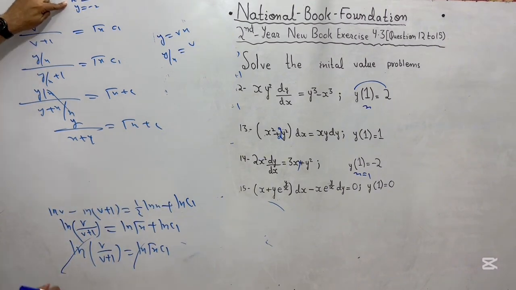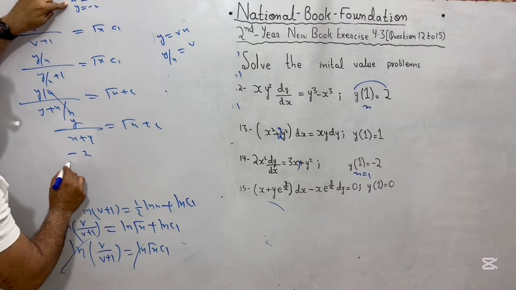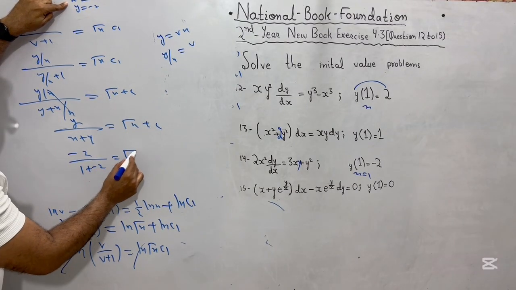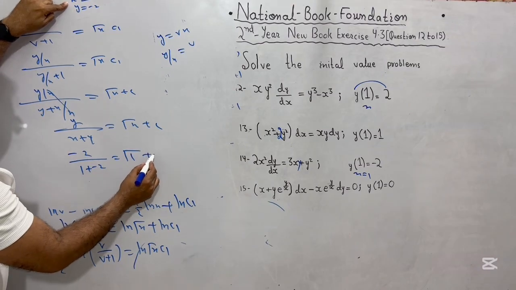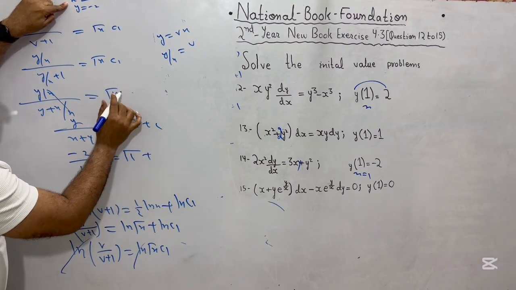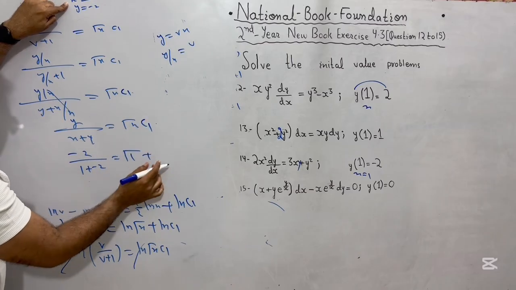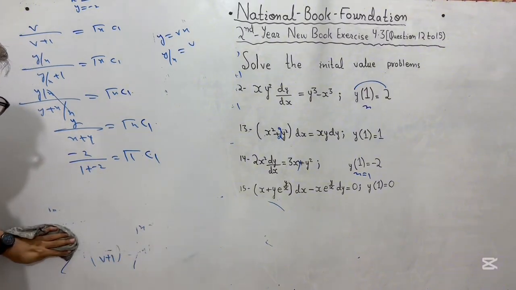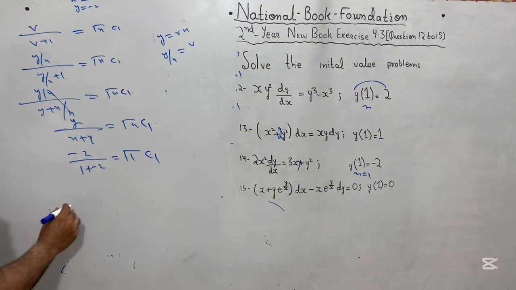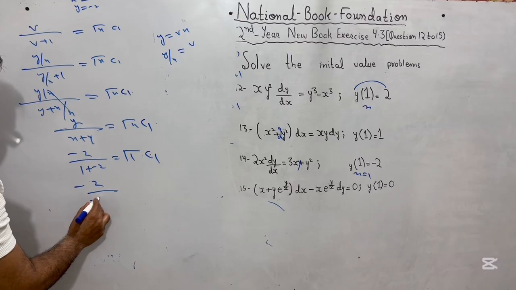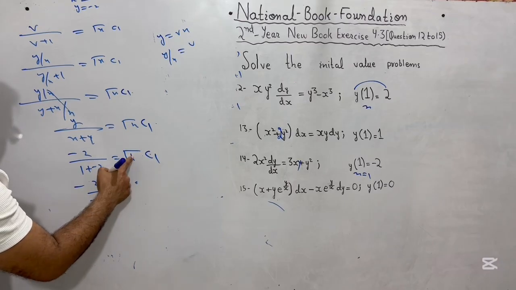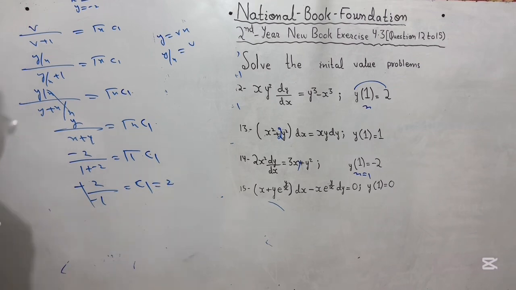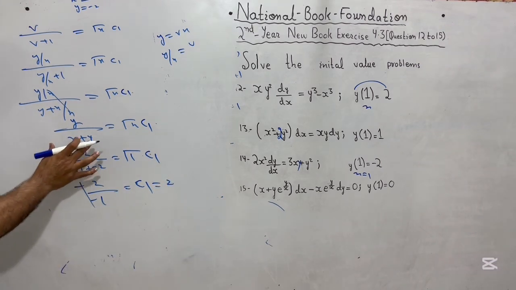X is 1, y is minus 2. It is minus 2 over 1 plus minus 2 is equal to under root x, means 1, times c. It is in multiplication; we have utilized x times c1. Now, what is the value of c? C is minus 1, let me check. Minus 2 divided by minus 1 is equal to 1 times c, means 1, c1 cancelled out. So my constant c is 2. It's my answer here.